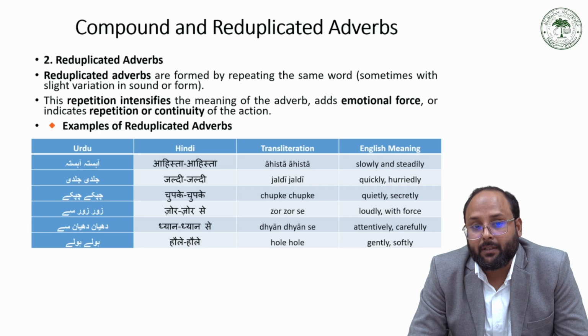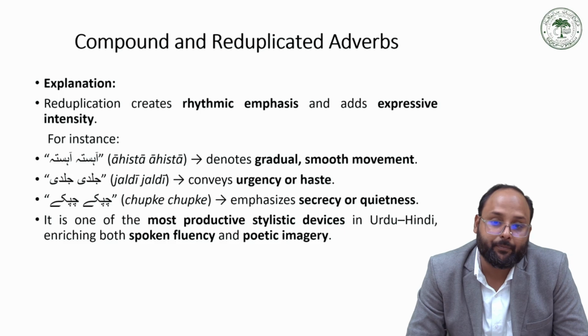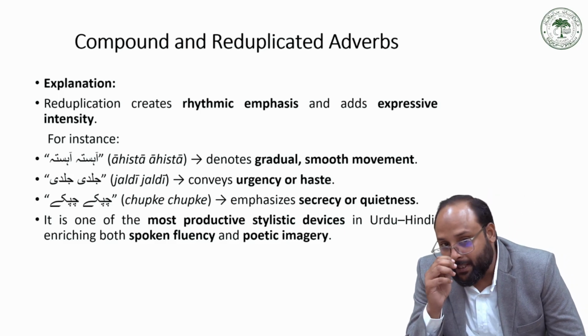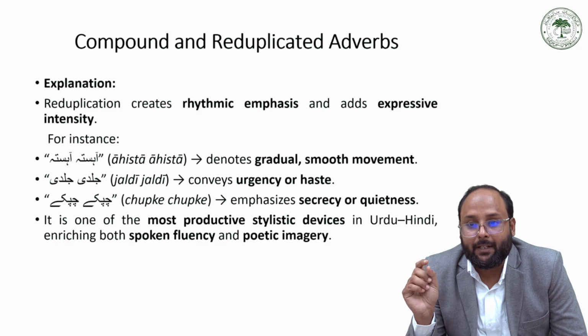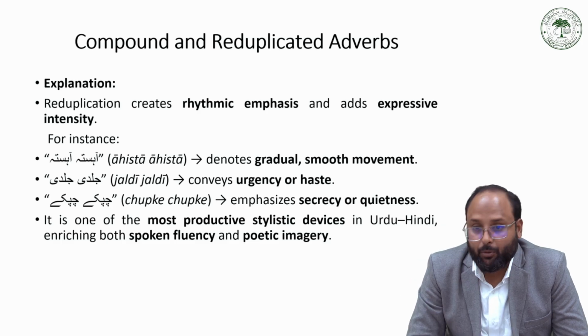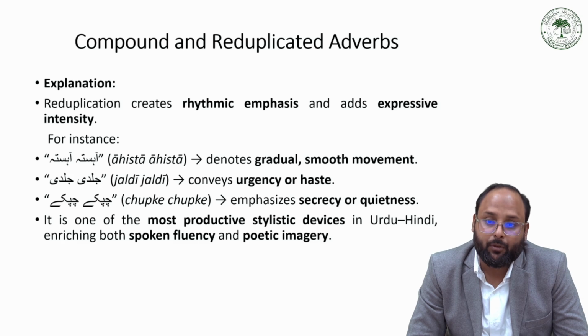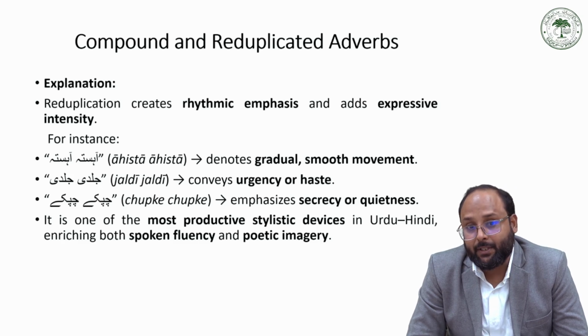Jaldi jaldi, repetition. Chupke chupke, quietly or secretly. जोर जोर से, loudly with force. ध्यान ध्यान से, that is carefully. होले होले, that is gently or softly. धीरे धीरे, this kind of reduplicated adverb. So it creates rhythmic emphasis and adds expressive intensity. It should be more poetic, more creative, more aesthetic. So it adds aesthetic features in poetry.